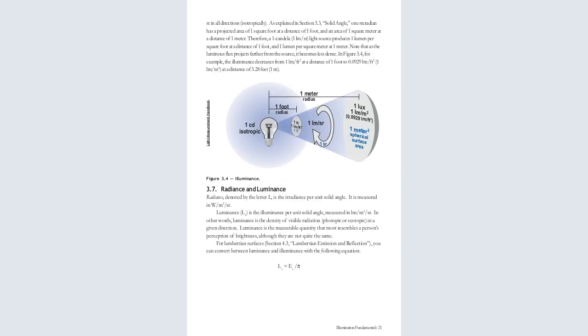I want to go directly to the radiance. You can see the radiance and luminance. We had talked about how light moves using the solid angle, where 1 radian has a projected area of 1 square foot at the distance shown here. We discussed this last time.